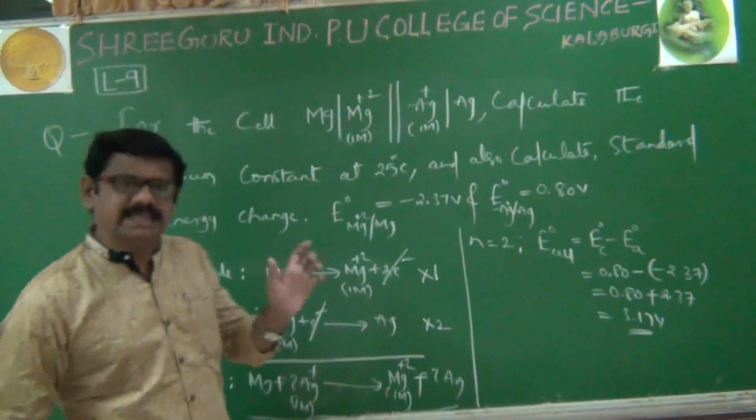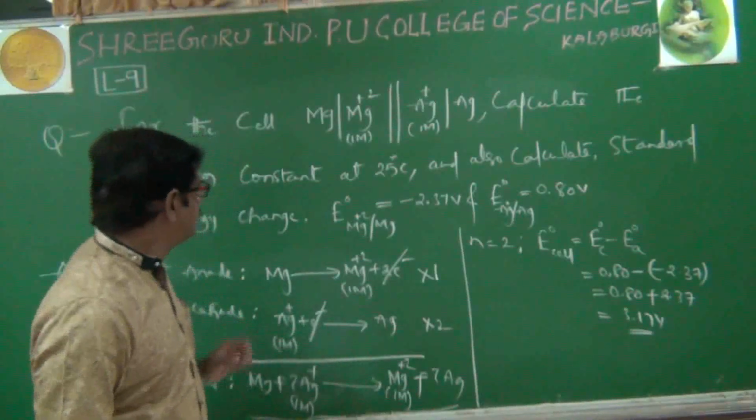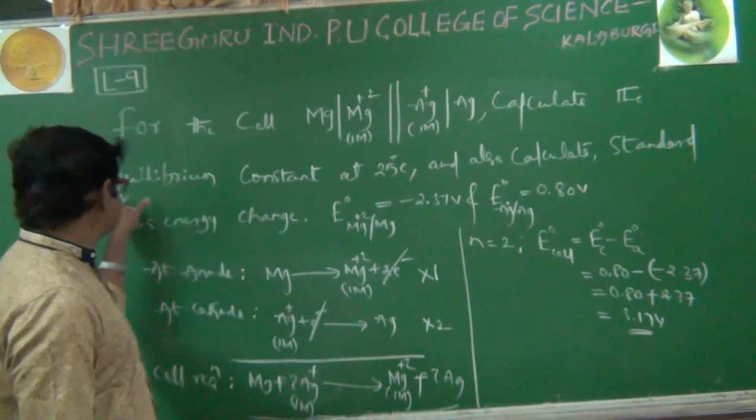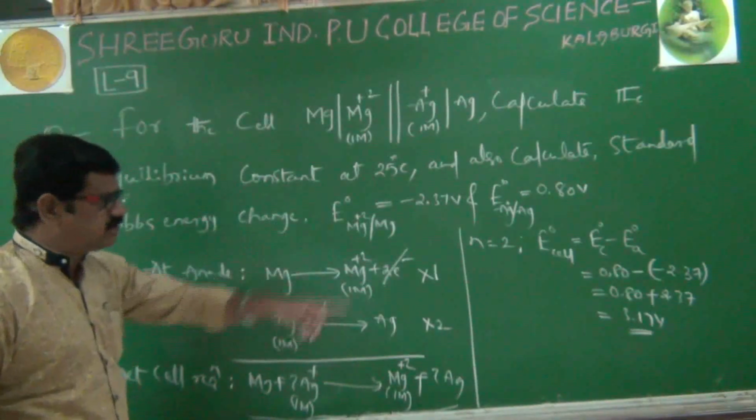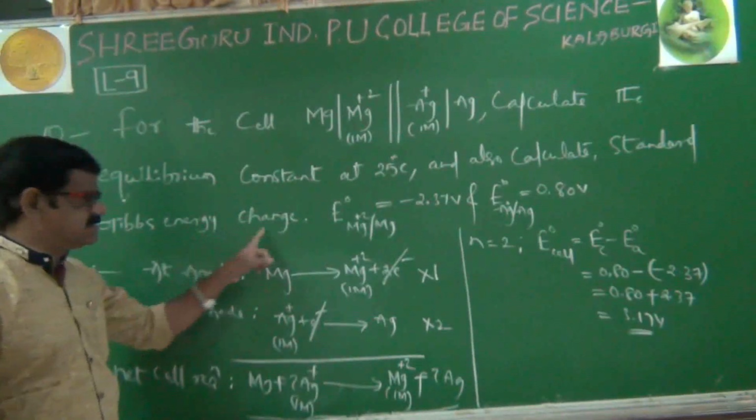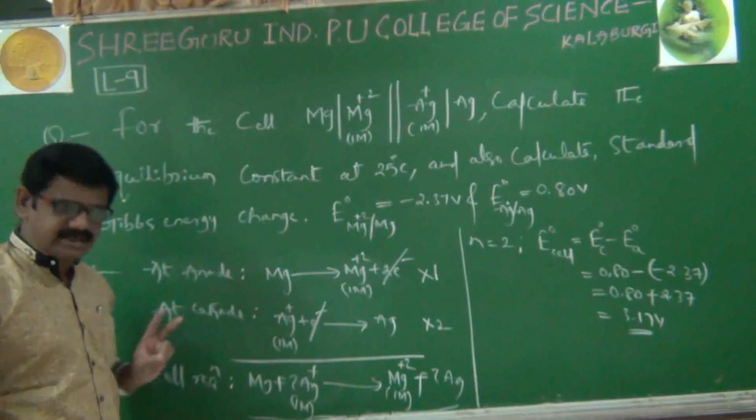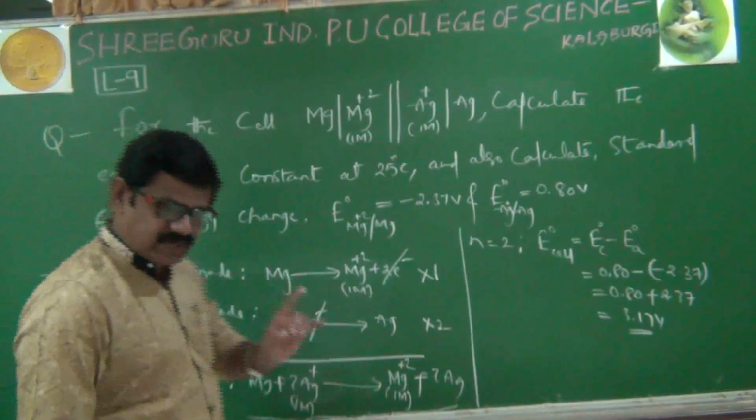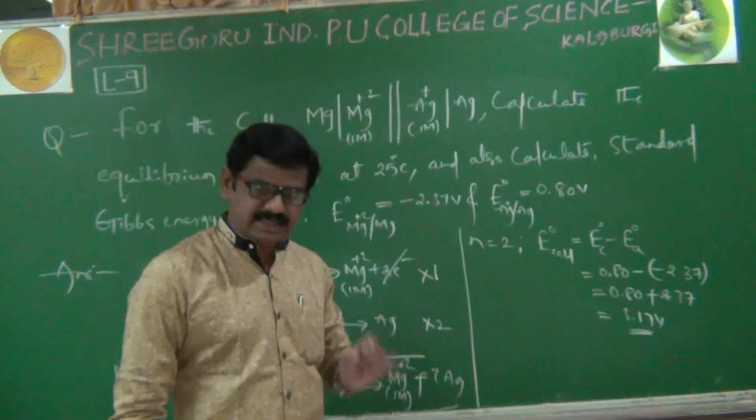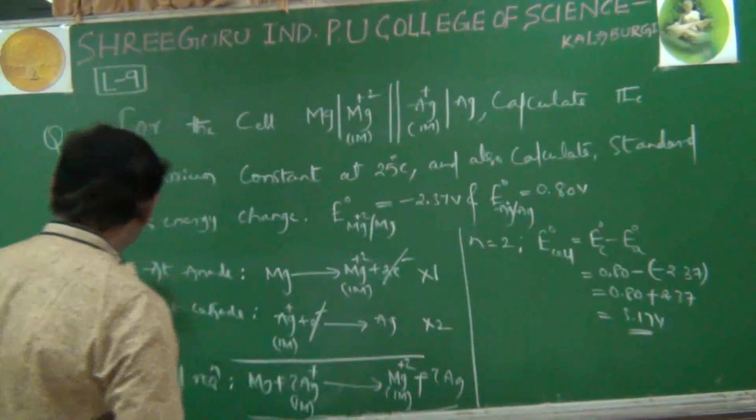Now what is our main goal, what do we have to calculate here? We have to calculate one, the equilibrium constant K value, and the standard Gibbs energy change, delta G naught value. Means two things we have to calculate here. First we'll calculate the equilibrium constant K value. See here.